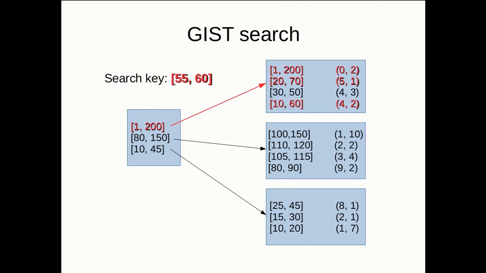Now you can easily see how this would work for, well, I said bounding boxes. If you want to index geographical data, this is typically used by PostGIS for indexing coordinates. That's a very typical use case, and in that you have overlaps and so on.